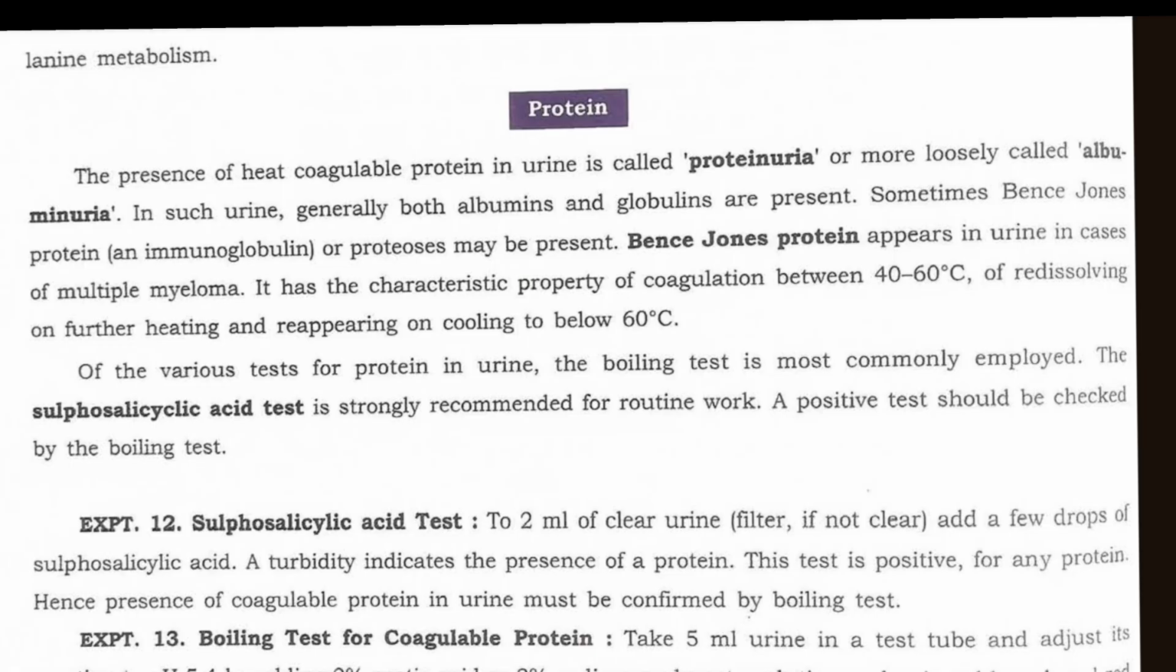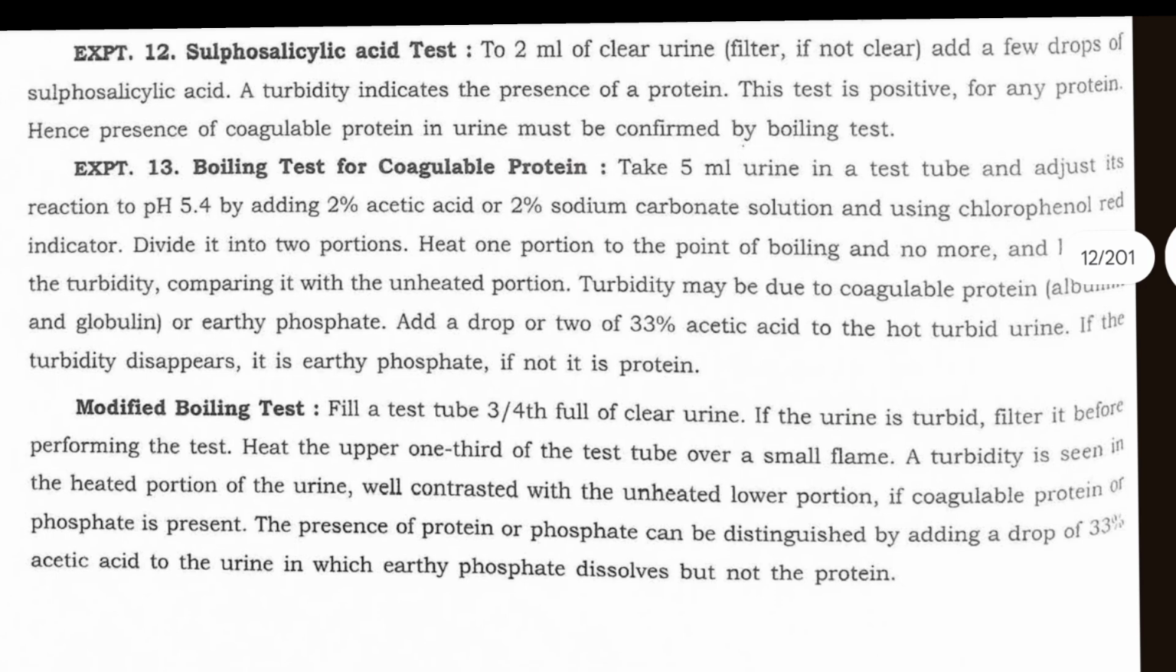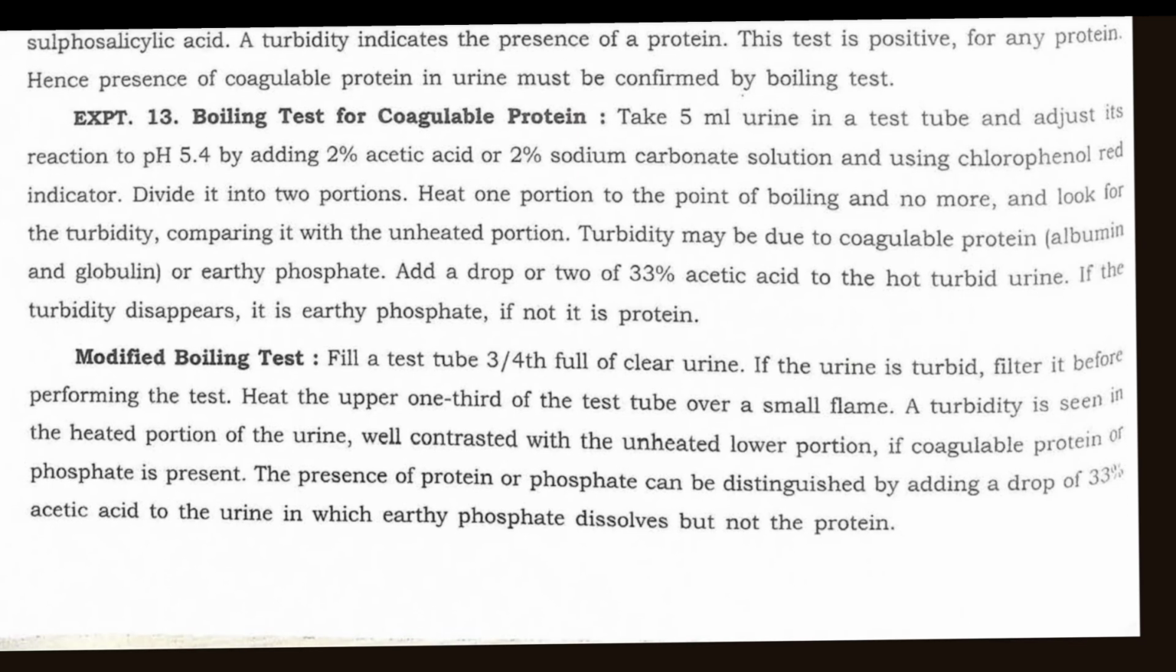Boiling experiment number 13, boiling test for coagulable protein. Take 5 ml urine in a test tube and adjust its reaction to pH 5.4 by adding 2% acetic acid or 2% sodium carbonate, using chlorophenol red indicator. Divide it into 2 portions.